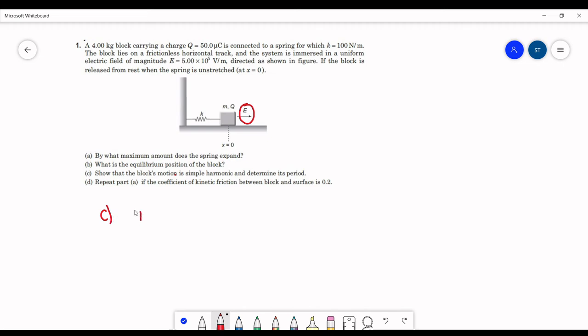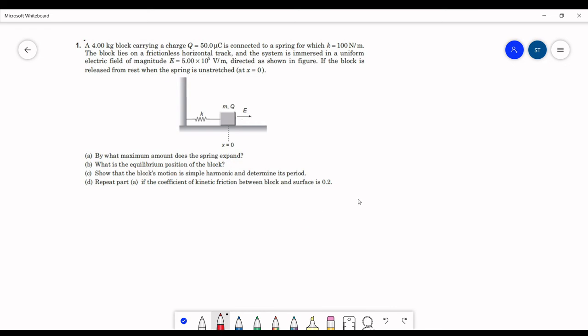So the time period for a simple spring block system is 2 pi root m by k. Just substitute the values here. 2 pi into root of mass of the block, which is given as 4 kilograms, upon k, which is 100. So this will be equal to 2 pi upon 5. Take pi as approximately 3.14 and see the calculation, that will be around 1.256 seconds. This will be the answer for part C.